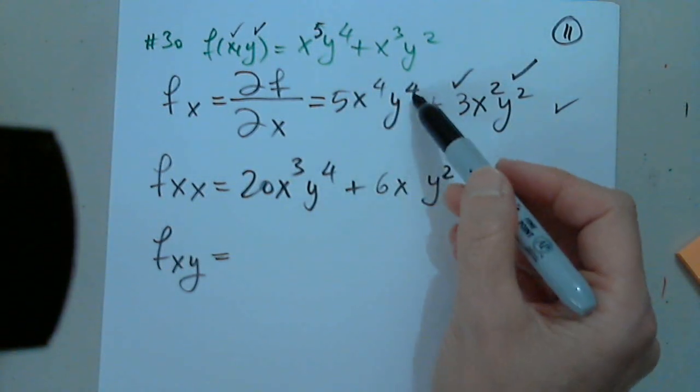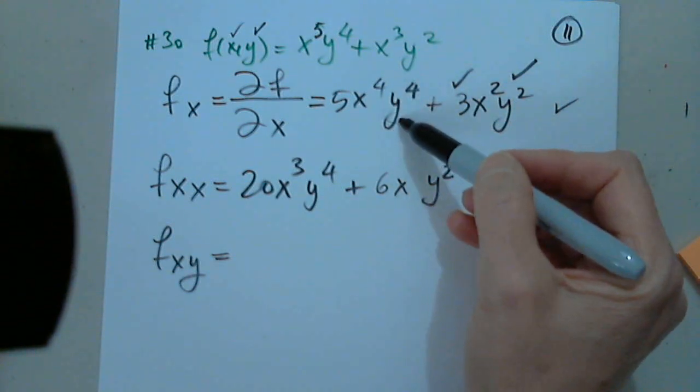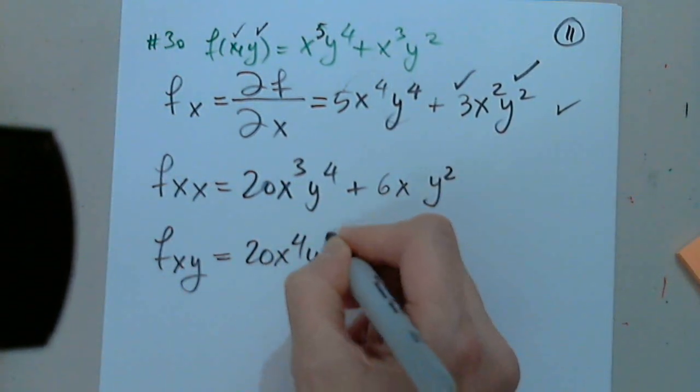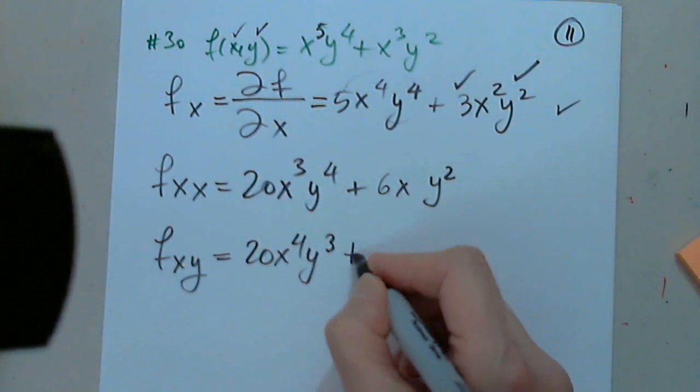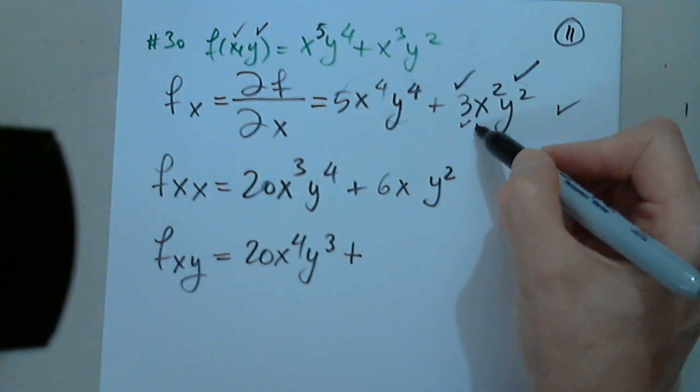5x⁴y³. We are differentiating with respect to y. 20x⁴y³. Very good. Is that clear, everyone? We're differentiating this with respect to y. This is fixed, this is fixed.